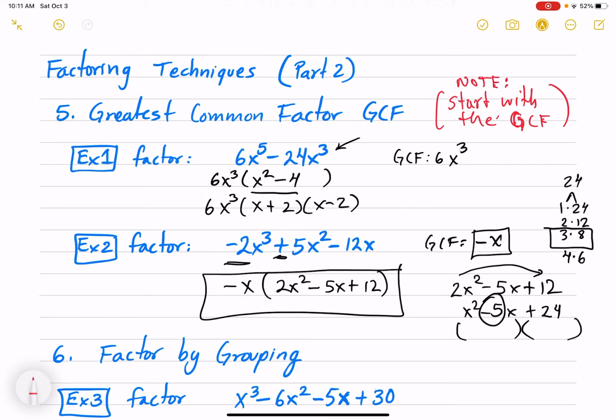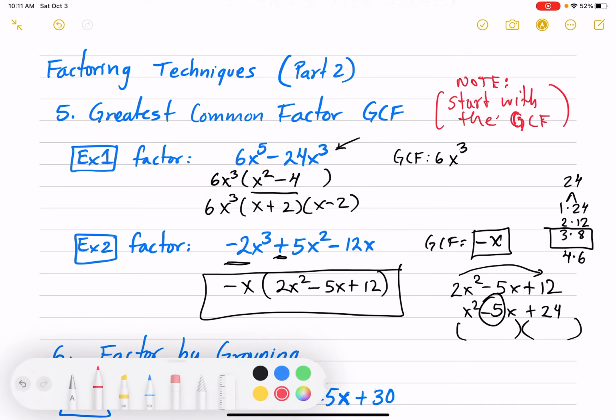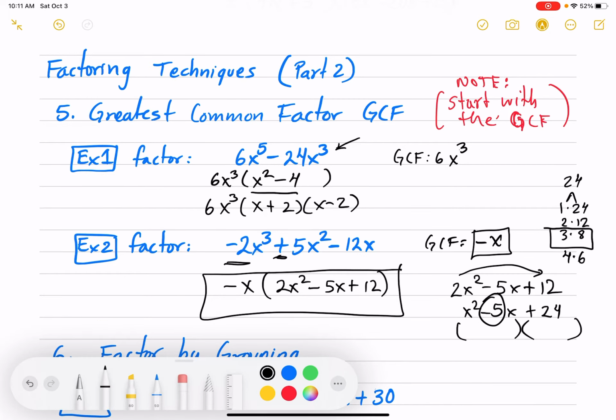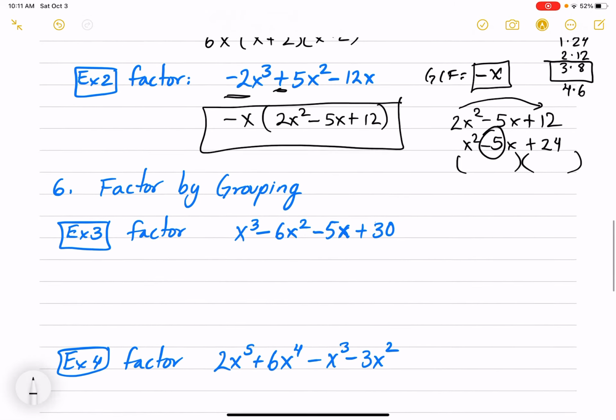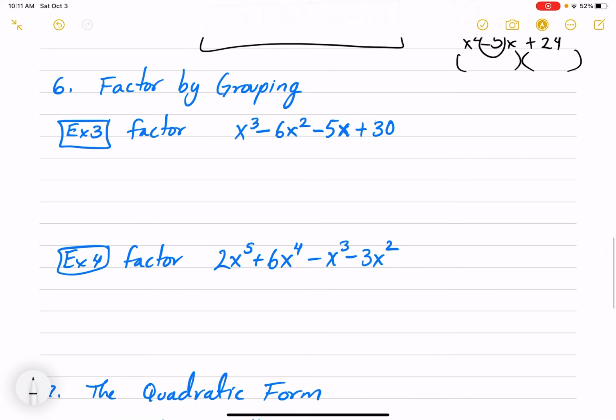It's the best way to do it. It's not necessarily that you have to do it, but it's better if you do it. It's going to save you space. It's going to save you time. And so let's move into the sixth way of doing this, which is factoring by grouping.